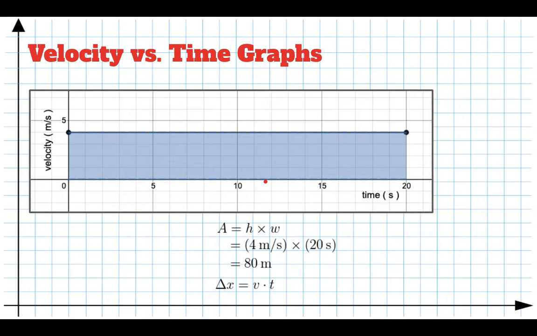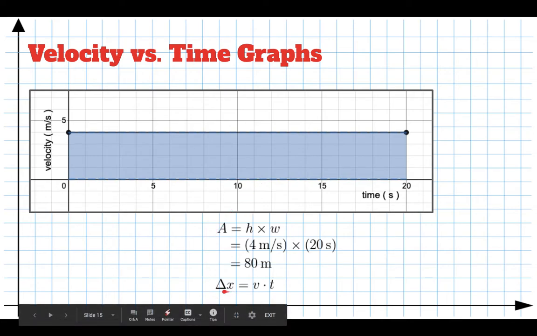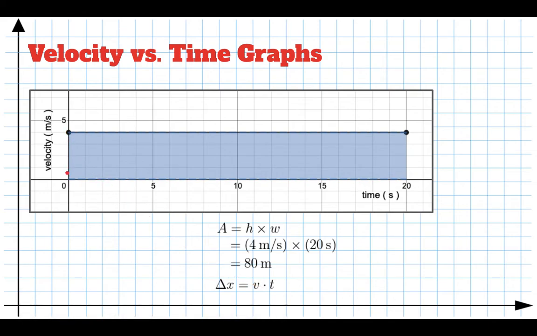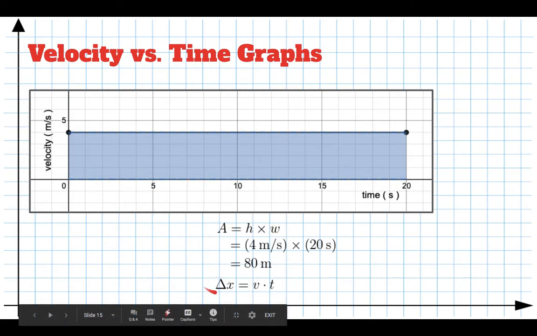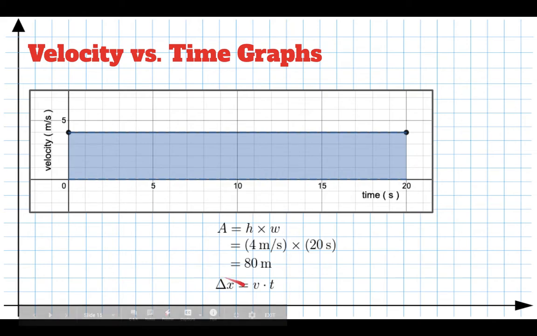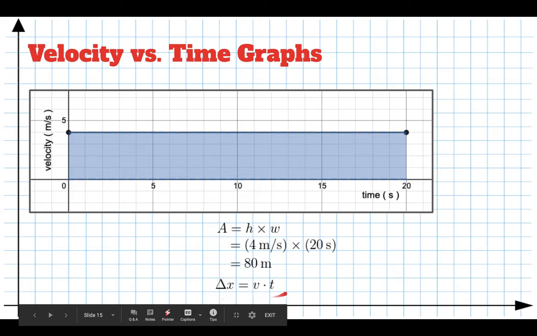This is basically saying that the displacement of an object is equal to the velocity times the time. The velocity is the height of the rectangle, and the time is the width of the rectangle. And of course, this equation works for uniform motion, when there is no acceleration and it keeps going the same velocity all the time. When the velocity changes, you can't use this equation to find the displacement of an object. But you can still use this idea.